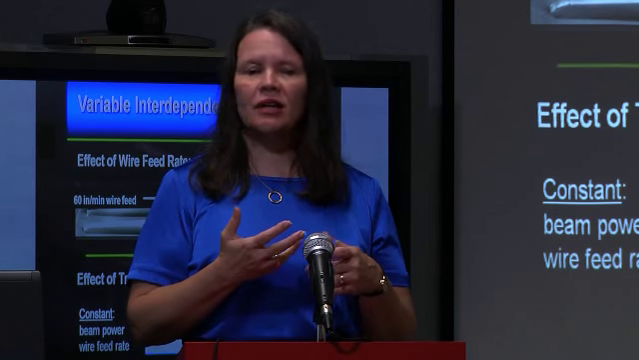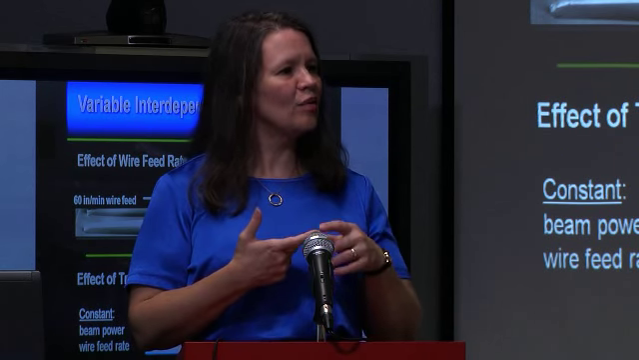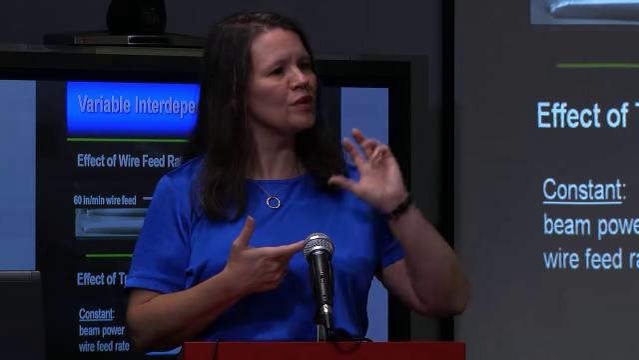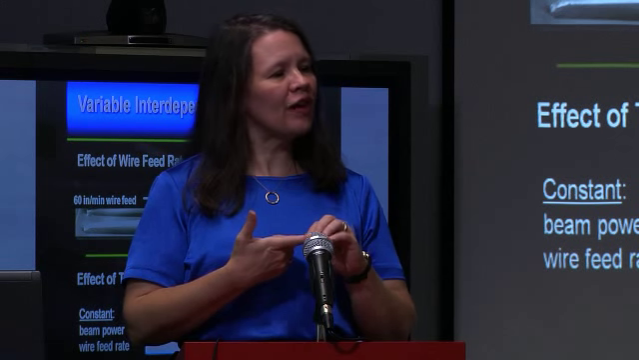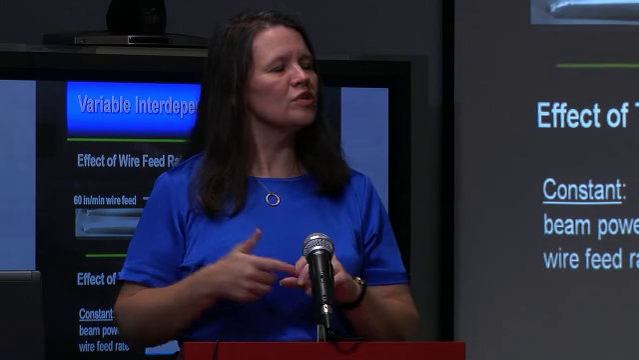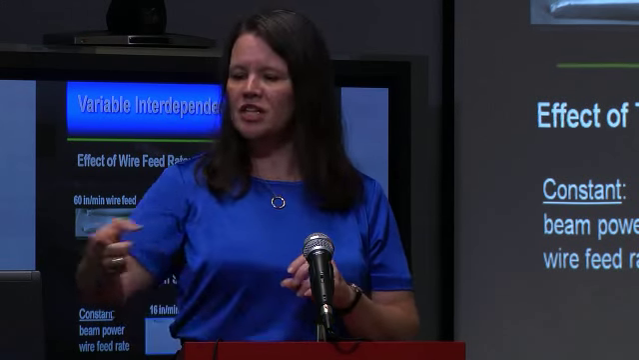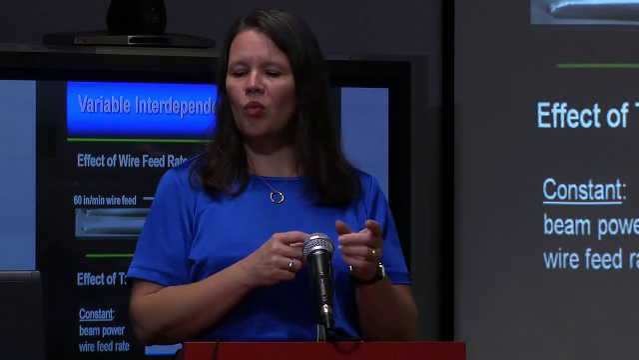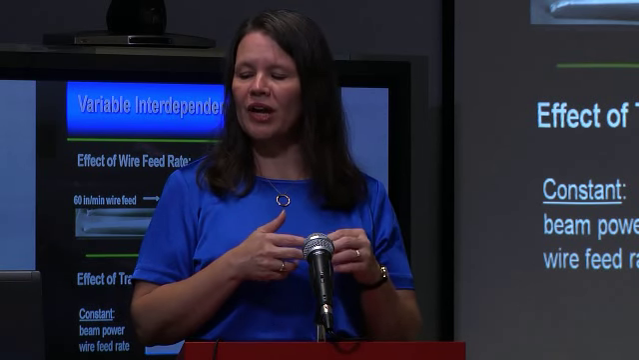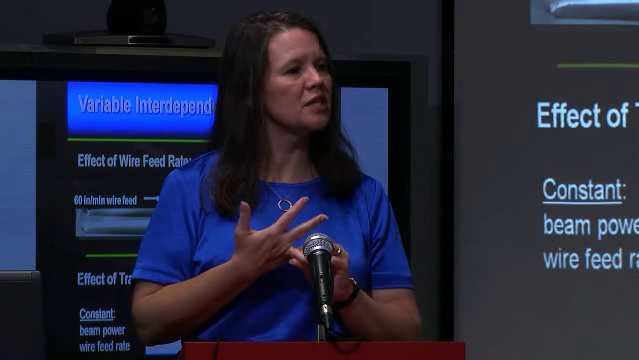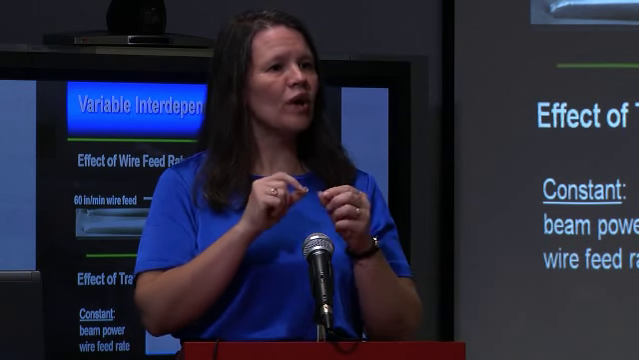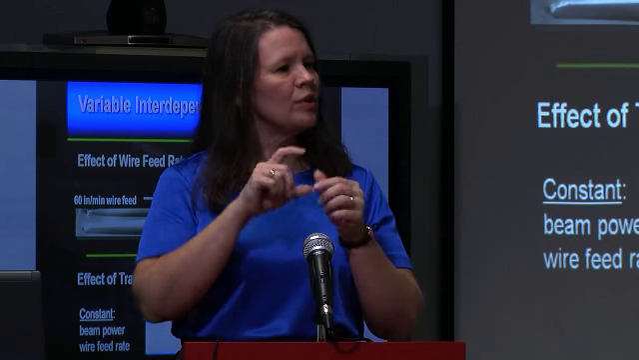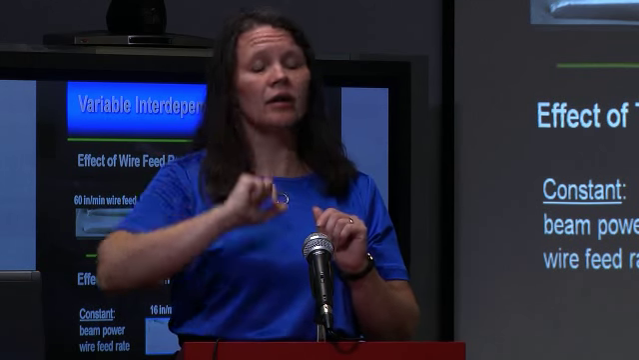The next point is that, remember that long list of input variables I showed you on the left? They each have a different impact on the output variables. If I change my wire feed rate, the top picture here shows what happens when I increase the wire feed rate with constant beam power and constant translation speed. Basically, as I increase the wire feed rate, my bead width gets a little bit smaller and the height gets a lot higher.